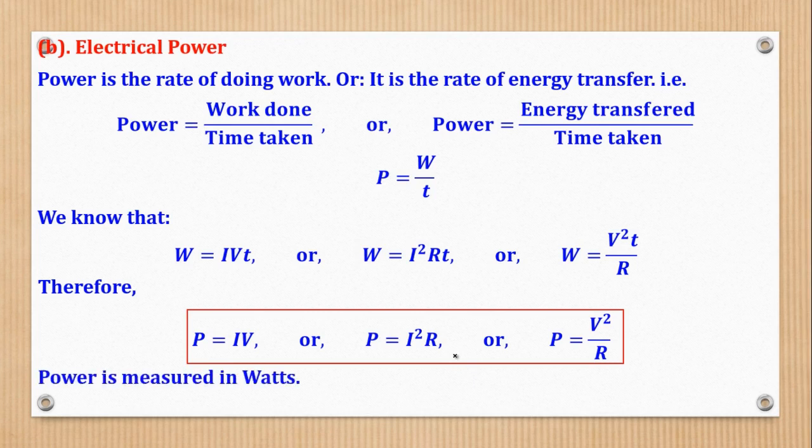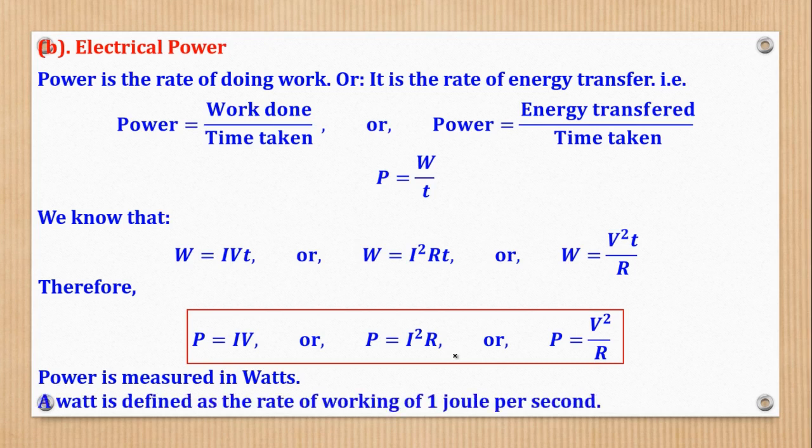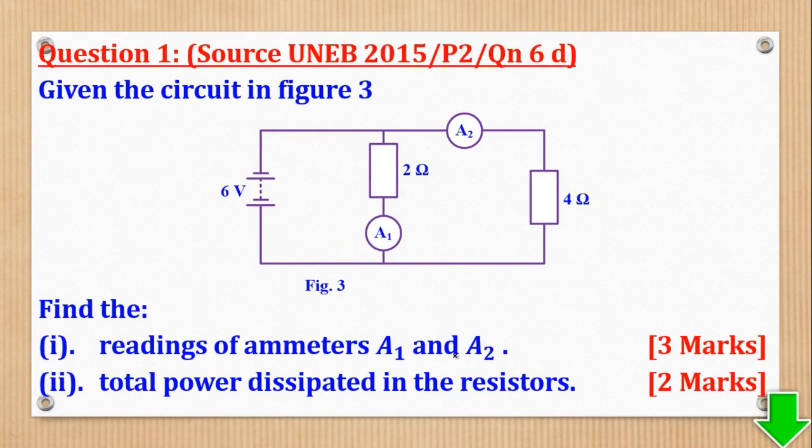And power is measured in watts, or capital W if you're using a symbol. And a watt is defined as the rate of working of 1 joule per second. So with those formulae, we can go through these questions.